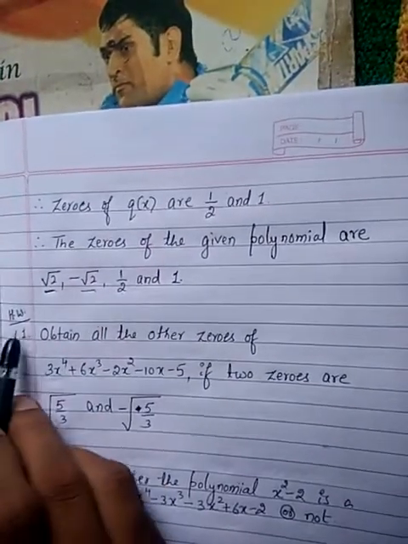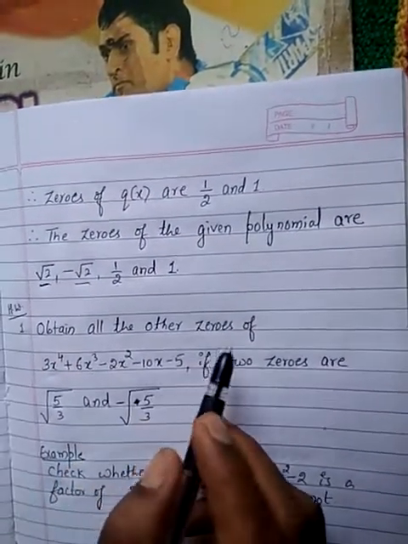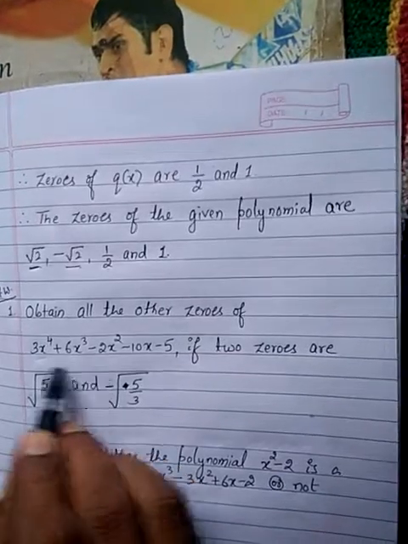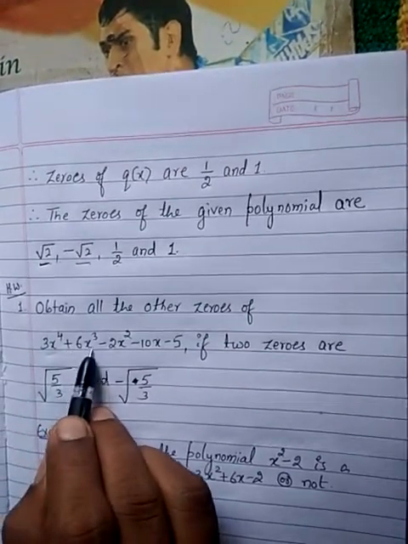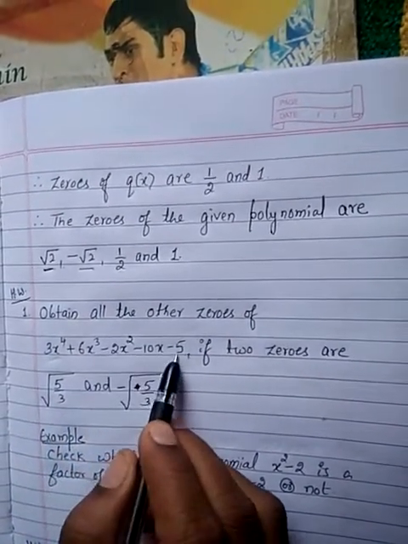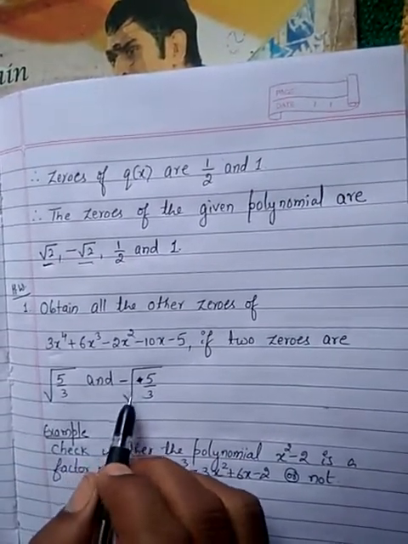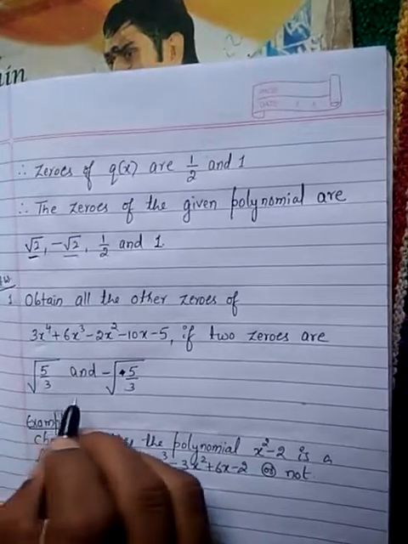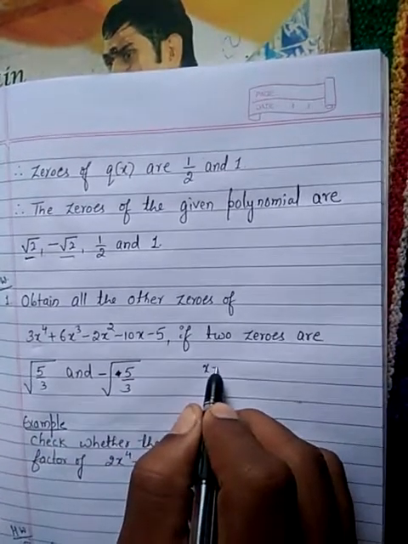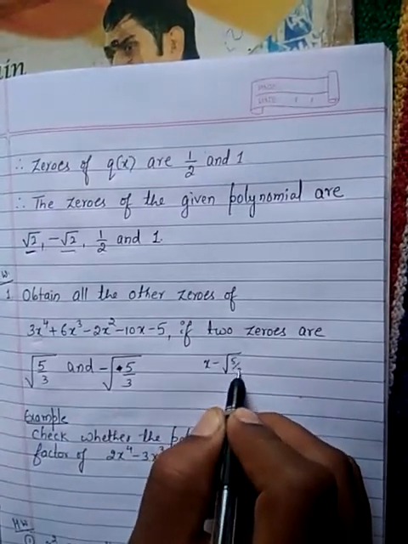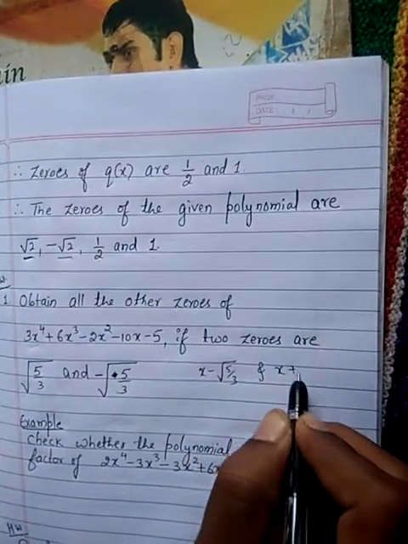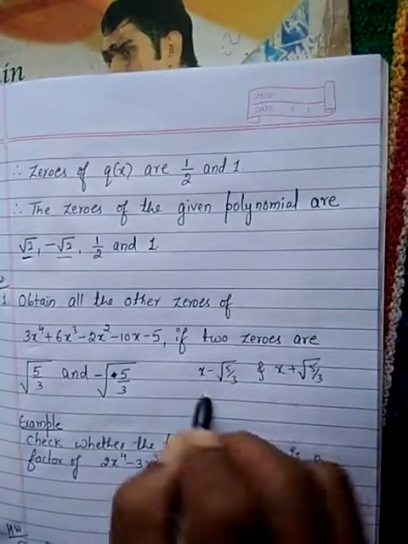So you can take this homework: obtain all the zeros of the given polynomial p of x, 3x to the power 4 plus 6x cube minus 2x square minus 10x minus 5, if two zeros are √5 by 3 and -√5 by 3. So what are the factors here? x minus √5 by 3 and x plus √5 by 3 are the two factors.